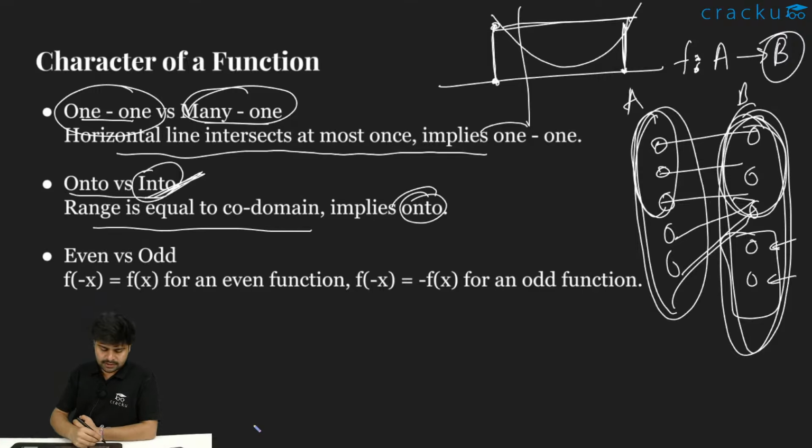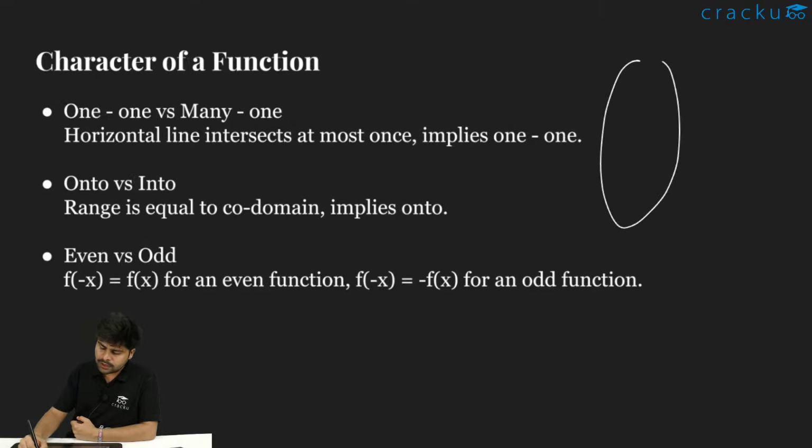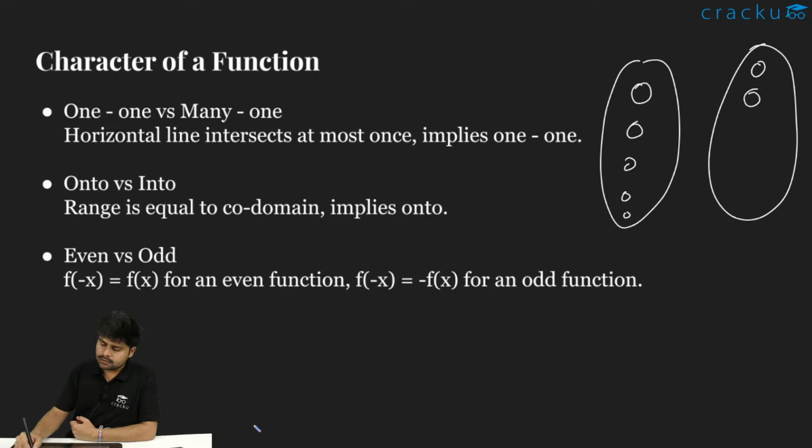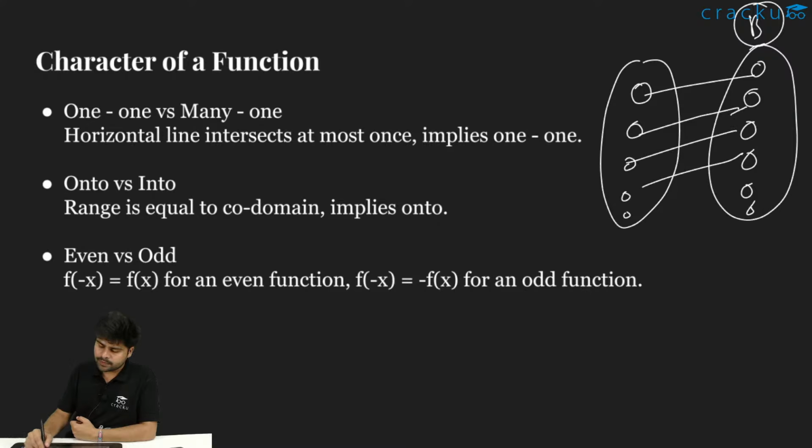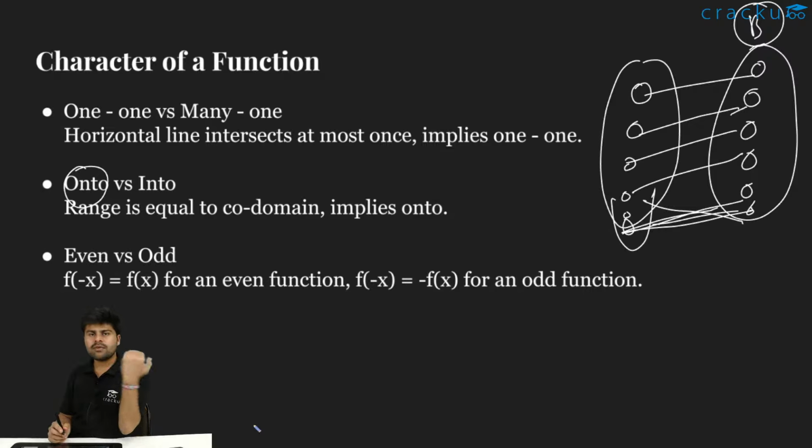If that is the case, say all the elements in B, this is the codomain, if they have some input here, then we will call it an onto function, because it is mapping one-one and onto.